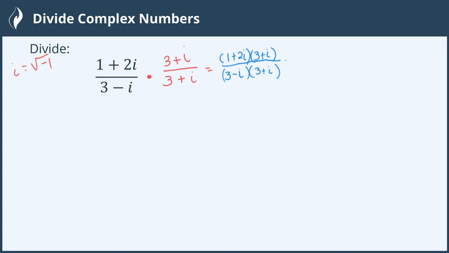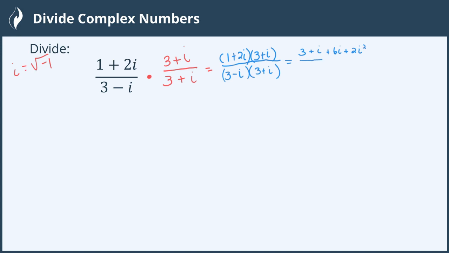Now I'm going to multiply my binomials. I don't necessarily use FOIL; I use a method that's just as organized, but not exactly the same. I distribute my 1 to my 3, which gives me 3. 1 times i gives me just plain old i. 2i times 3 gives me 6i. And 2i times i gives me plus 2i squared.